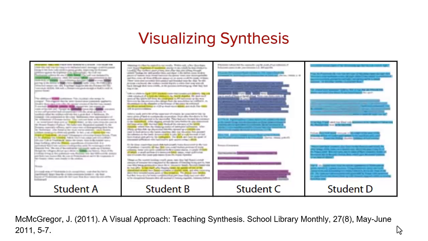Student C is using multiple sources, but as you can see, they are not adding much of their own voice. This paper is also largely plagiarized. Student B is using their own voice a lot, which is great, but they only use a single source, so it's not enough for a synthesis.